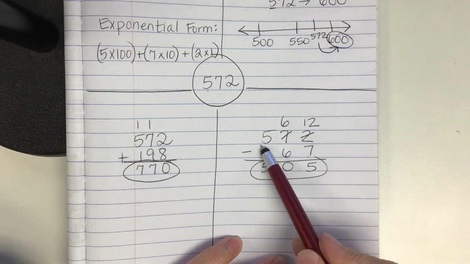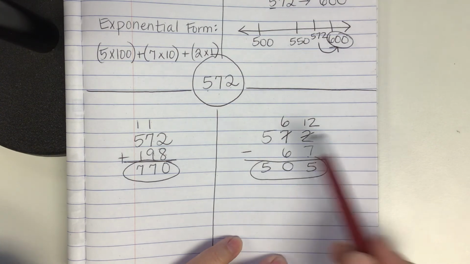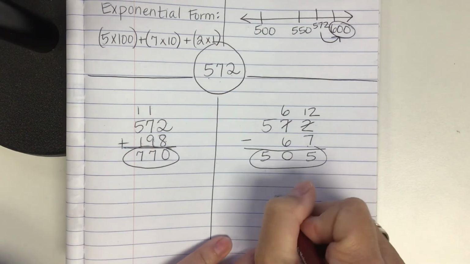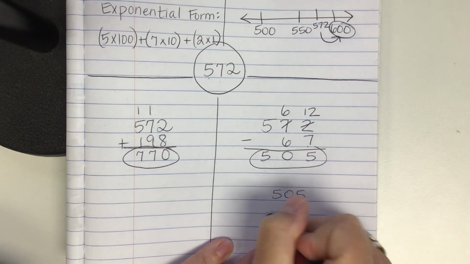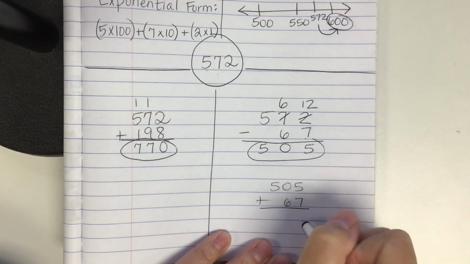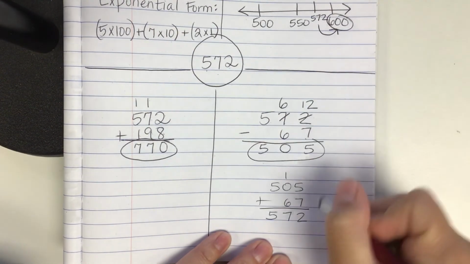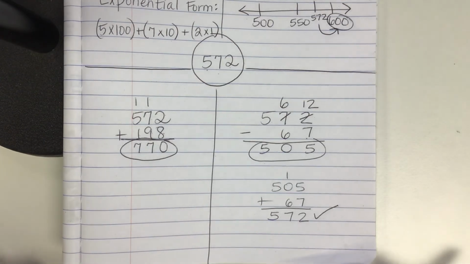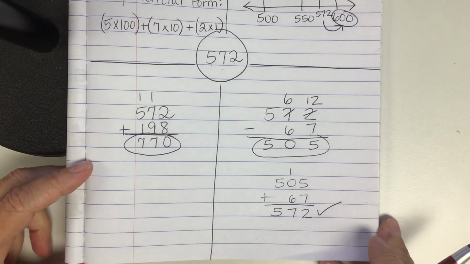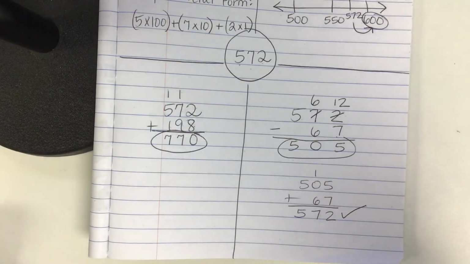Yeah, because 572, well, I could do addition. Let's check it. Yeah, we might as well, right? 505 plus 67. Let's see if we got that right. 12, carry my 1, 7, 5. Matches up, so I know I'm right. Okay, that's what we're doing today. We'll do another one tomorrow.